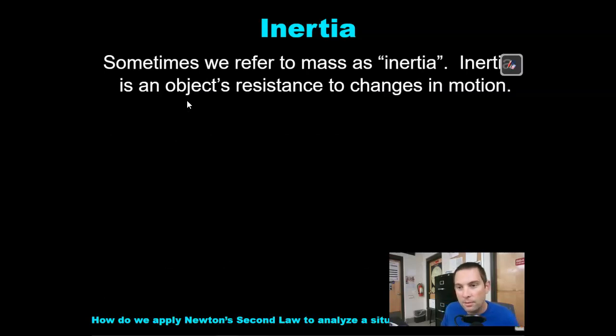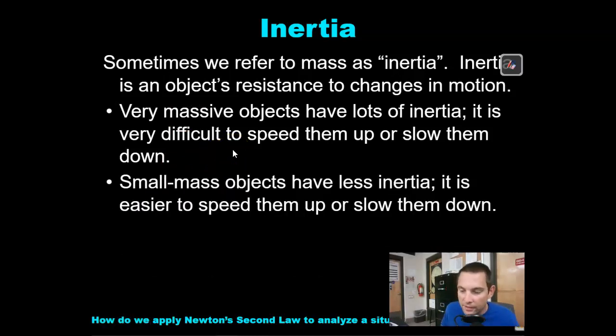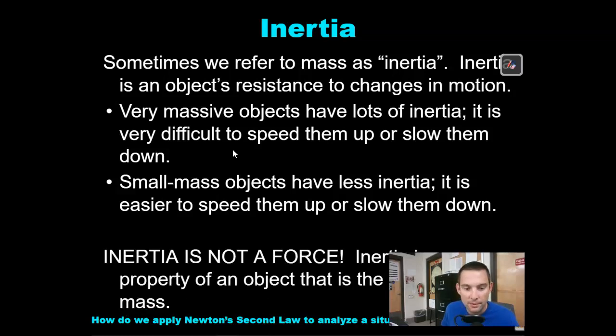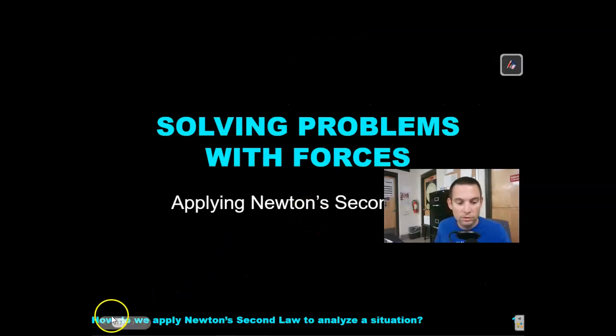Inertia. Sometimes we refer to mass as inertia. Inertia is an object's resistance to change its motion. Very massive objects have lots of inertia, and it's very difficult to speed them up or slow them down. Small mass objects have less inertia, and it's easier to speed them up or slow them down. Inertia is, again, not a force. So that means it's not going to show up on a free body diagram. Absolutely not. Inertia is a property of an object that is the same as its mass. We'll do some problems on the next episode.